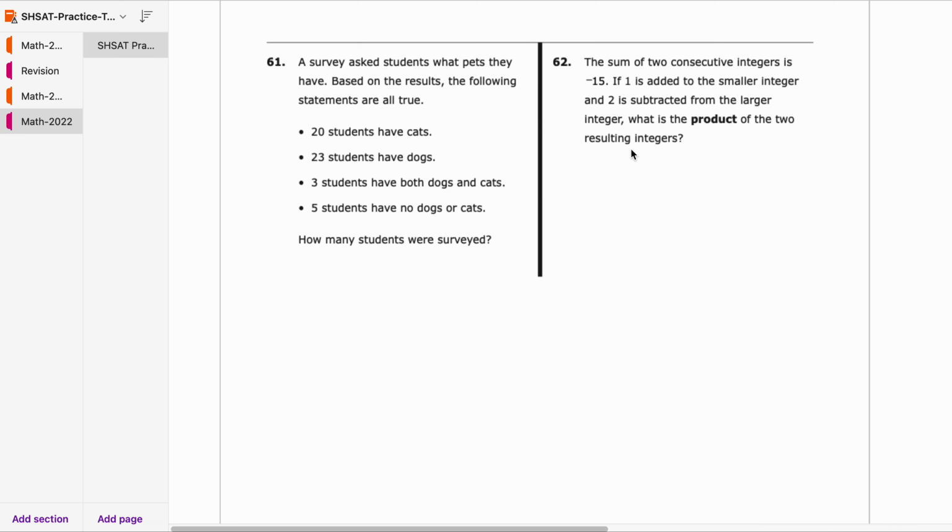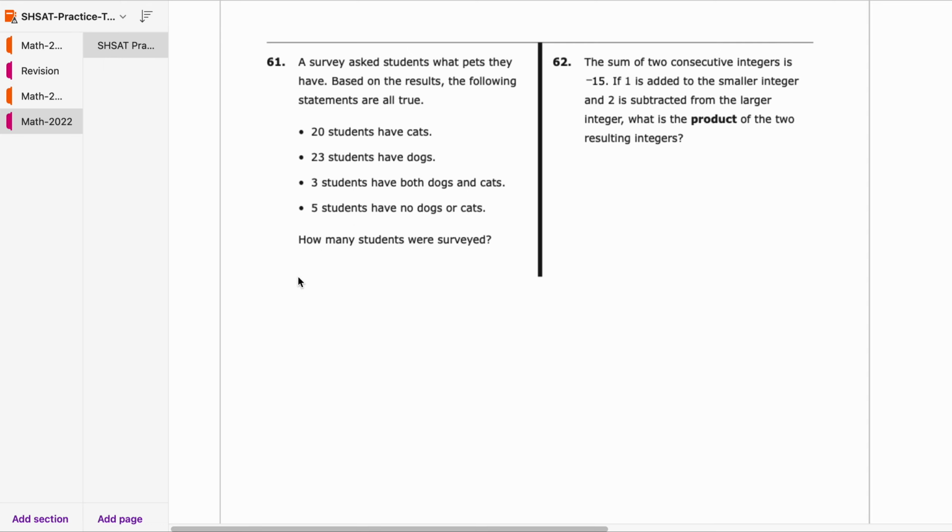Okay, 61. So a survey asked students what pets they have, and based on the results, the following statements are all true. So 20 students have cats, 23 students have dogs, 3 students have both cats and dogs, and 5 students have no dogs or cats. And we want to know how many students were surveyed.